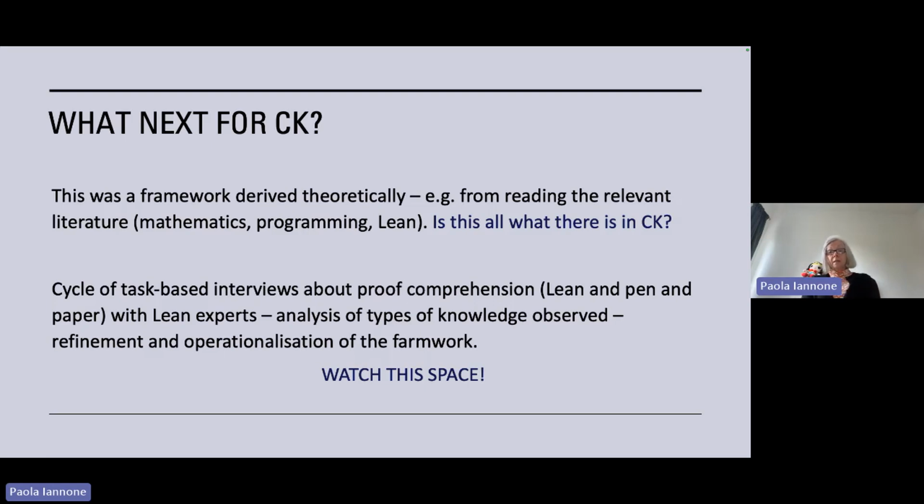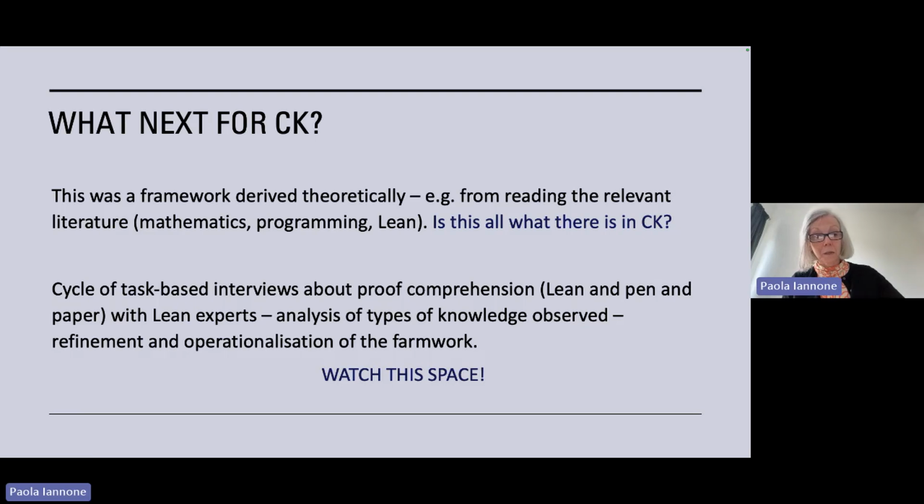The framework that you have seen in my slide before was something that we derived completely from existing empirical and theoretical literature. So we sat together, revised this literature, and tried to put together ideas that came from it.